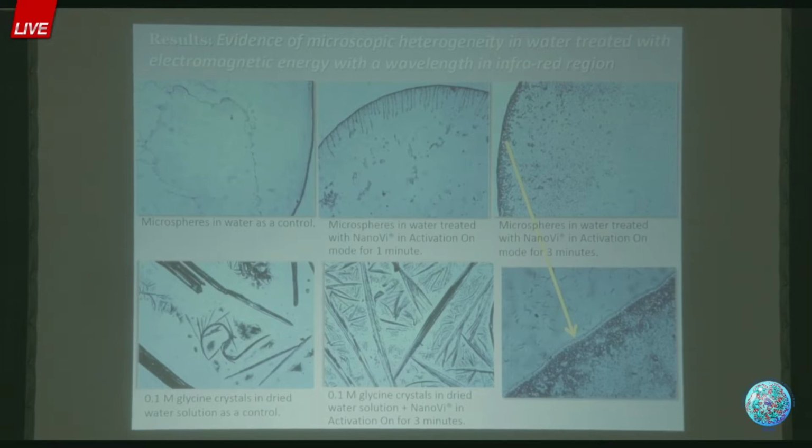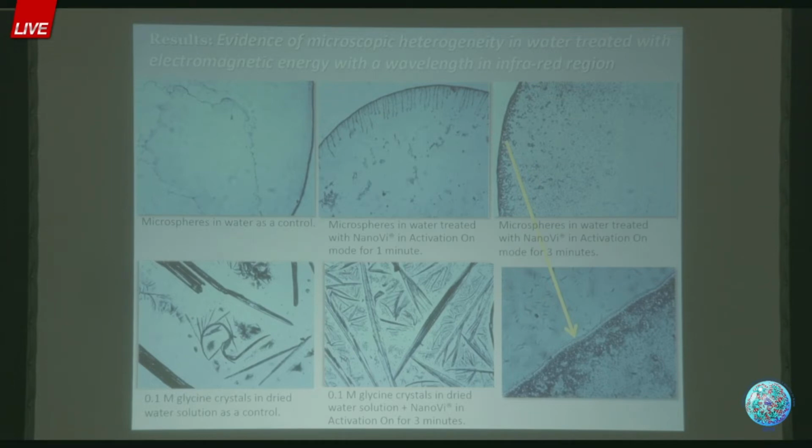So the next thing we did was we added microspheres or glycine into water treated with nano-V vapor, and then we applied this water as droplets on glass slides, waited for these droplets to dry out, and then we used the microscope to observe these droplets, and we see that there is a difference in the patterns of microsphere distribution in controls and in samples that were treated with nano-V.